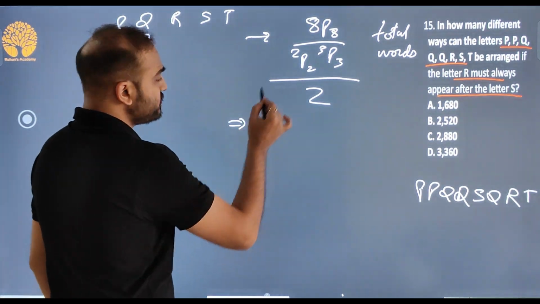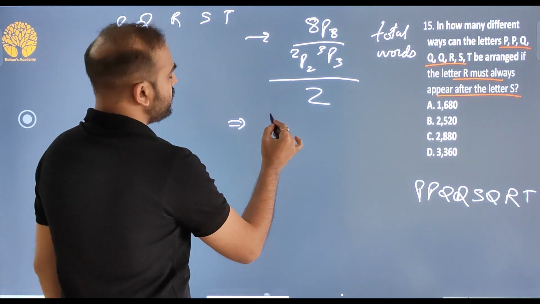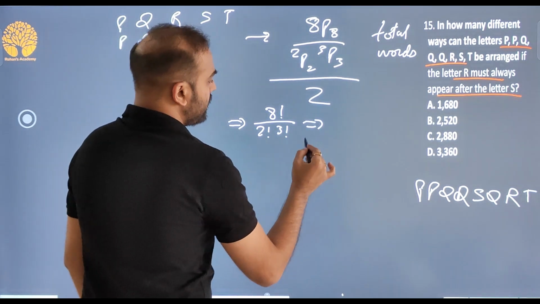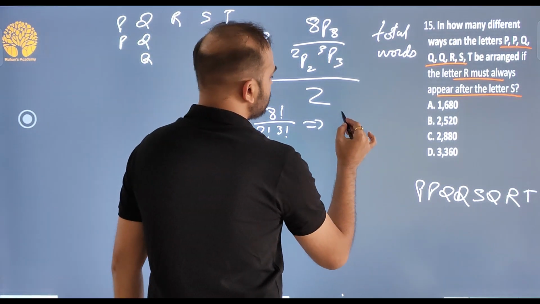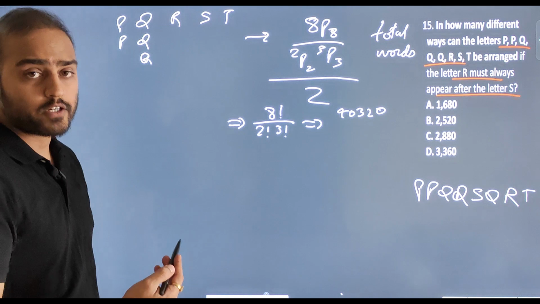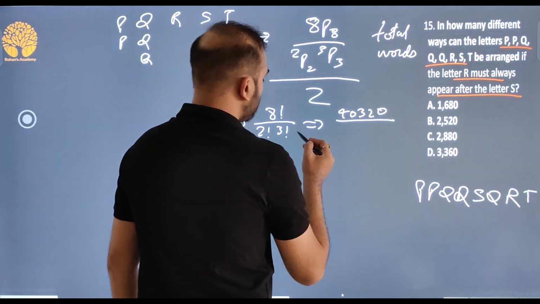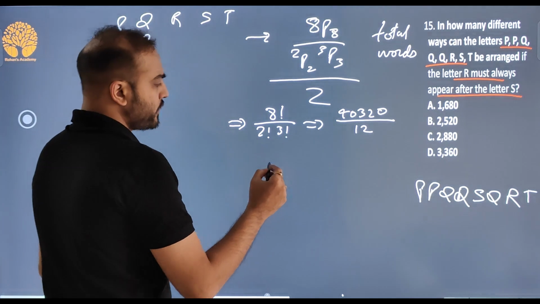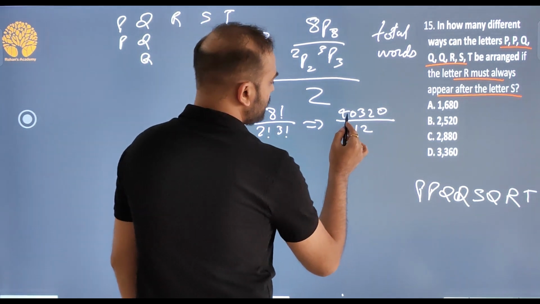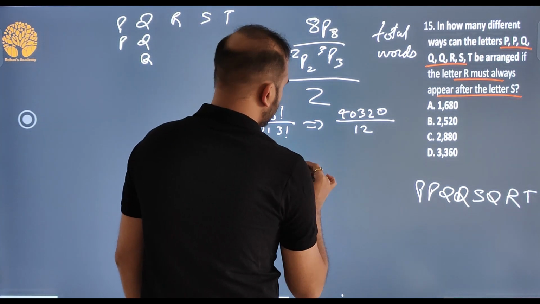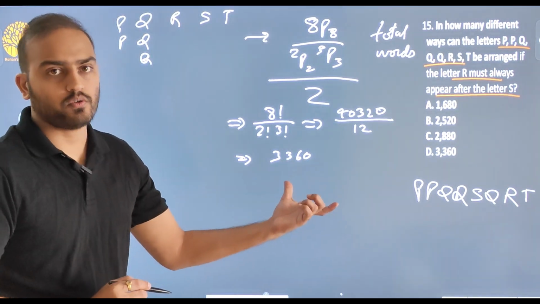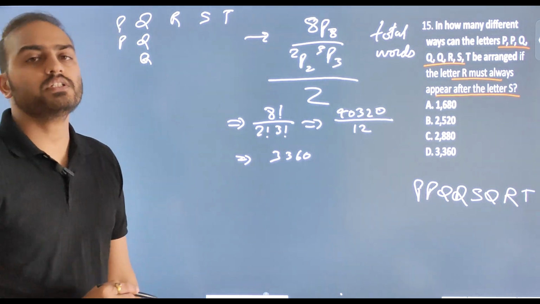So if I just figure out the total cases first, that's 8 factorial by 2 factorial 3 factorial. 8 factorial is 40320. Again, I am telling you, you should know the factorials up till 10. Divided by 2 factorial 3 factorial, which is 12, if you solve that, that is 3360. So total 3360 words can be formed.